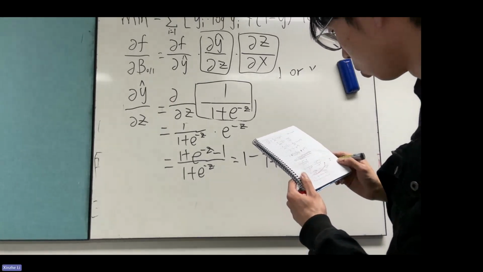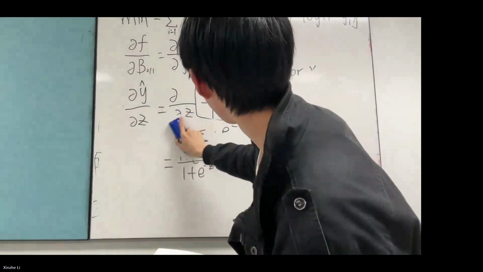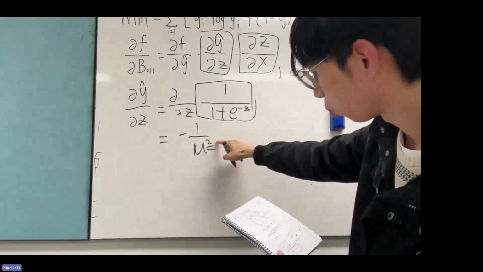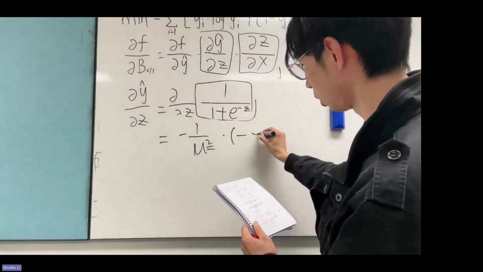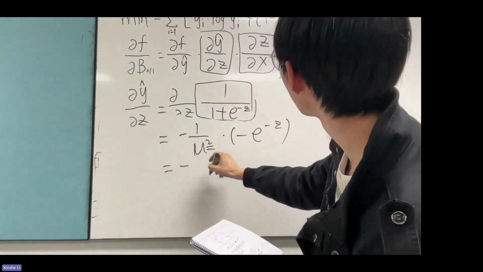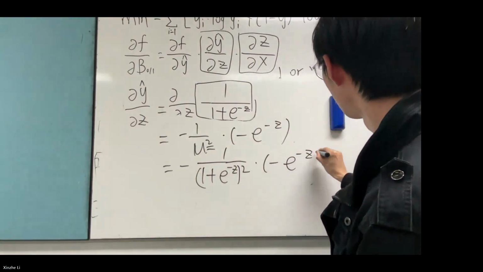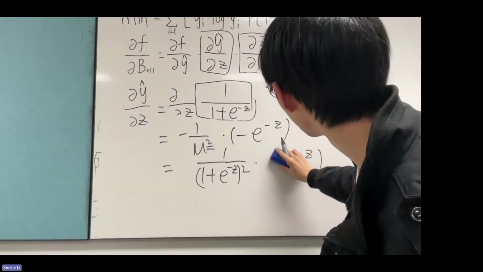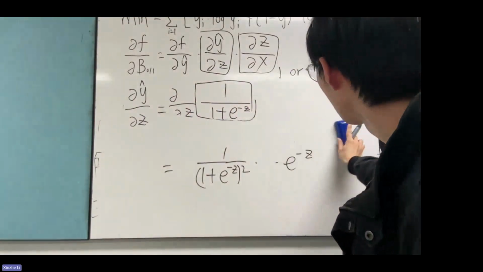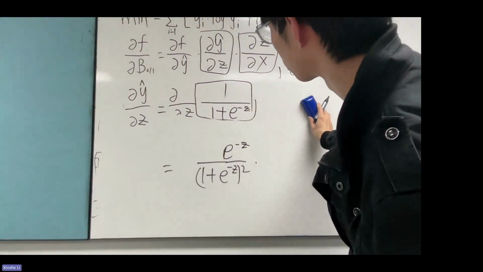I think I missed some. Oh, sorry, I missed the square. Let me go back to the previous form. Remember, I have 1 over u square. I need to put this square back. So it would be minus e to the minus z, and u equals 1 plus e to the minus z, squared. As before, I will erase the negative because we have two negatives here. So what's the final result? It's the same as before, but the only difference is the square here. So this should be the final result.